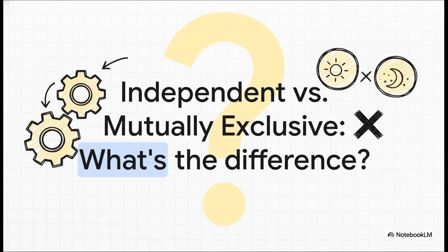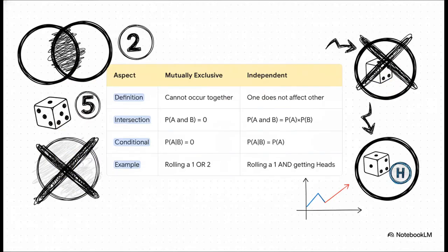Okay, now this is the spot where a lot of us get tripped up. The terms independent and mutually exclusive can sound kind of similar, but they describe completely different relationships between events. So let's put them side by side and clear this up for good. This table breaks it all down. Mutually exclusive means the overlap is 0. They can't happen together. Independent means one event happening doesn't affect the other.